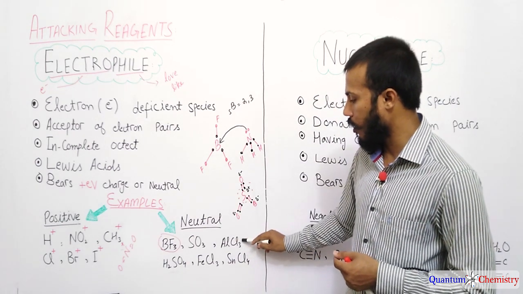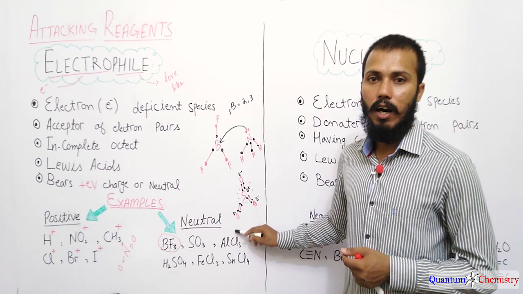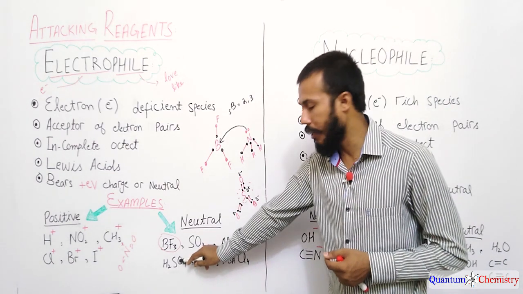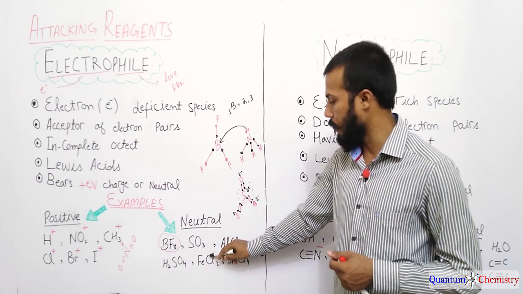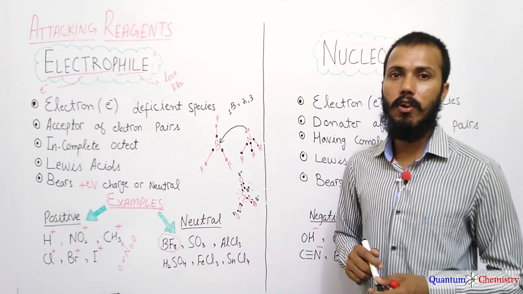Similarly, aluminium trichloride, which is a catalyst in Friedel-Crafts reactions, is an example of an electrophile. Sulfuric acid is also an example of an electrophile, ferric chloride is also an example, and stannous chloride.